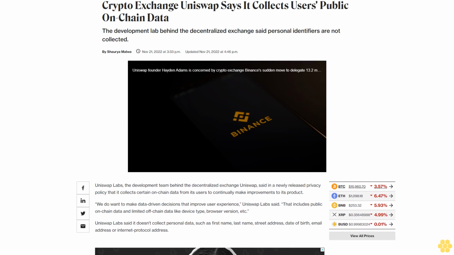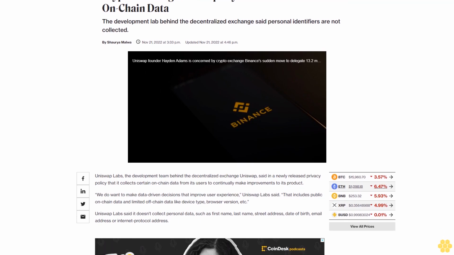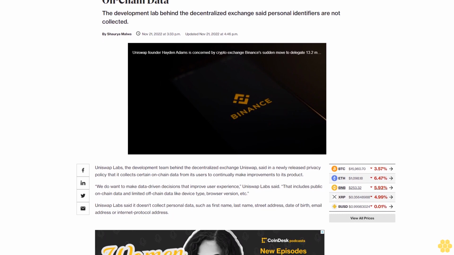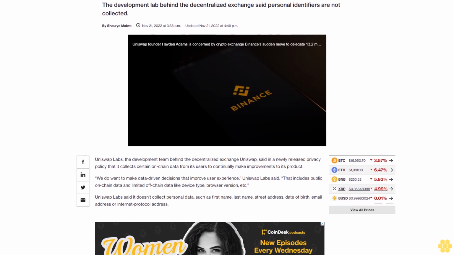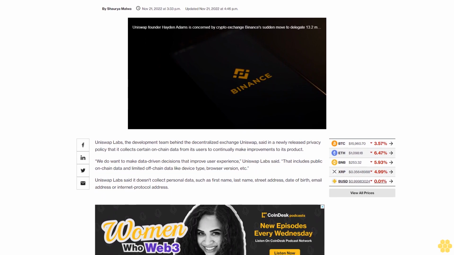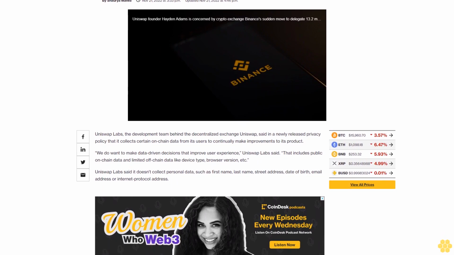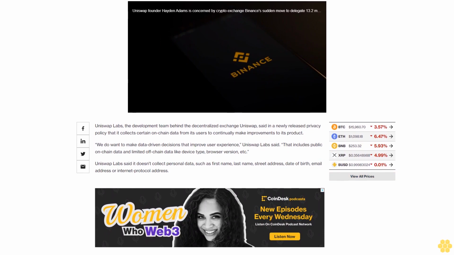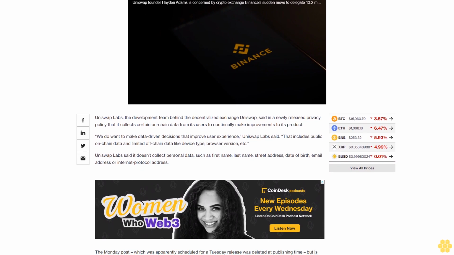Crypto exchange Uniswap says it collects users' public on-chain data. The development lab behind the decentralized exchange said personal identifiers are not collected. Uniswap Labs, the development team behind the decentralized exchange Uniswap, said in a newly released privacy policy that it collects certain on-chain data from its users to continually make improvements to its product.